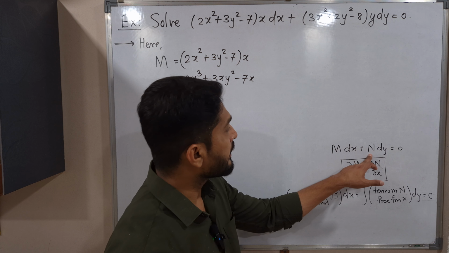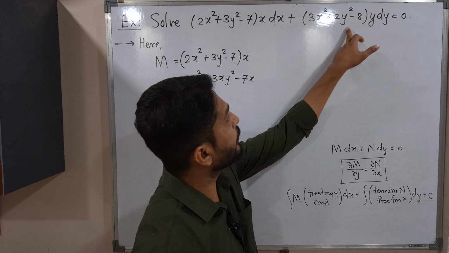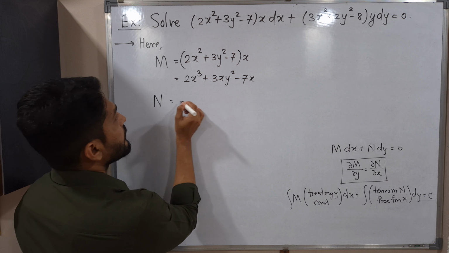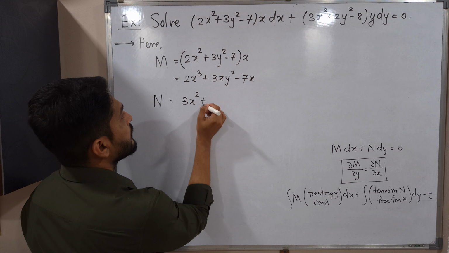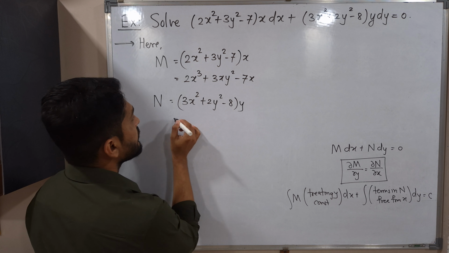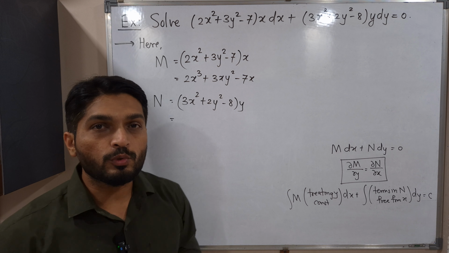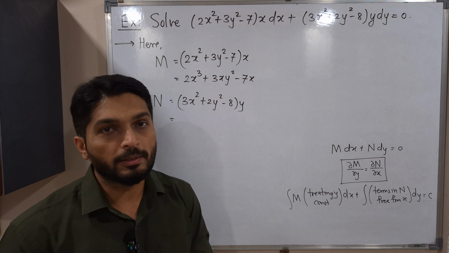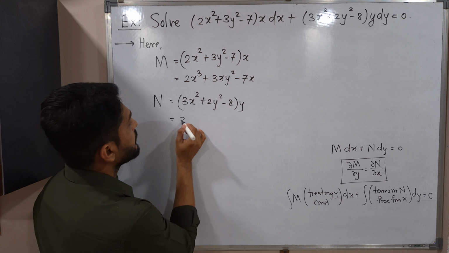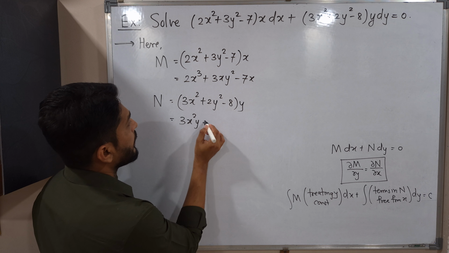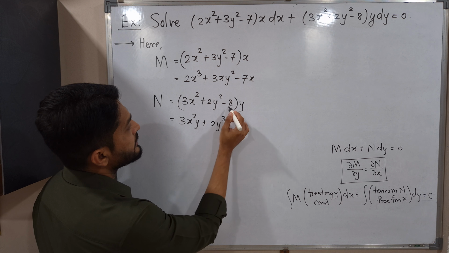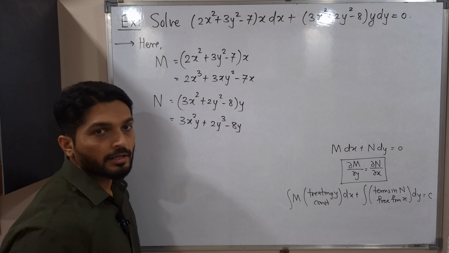Now I should note down my N. N means the multiple of dy. Whatever multiplies dy will be our N. So I write N is equal to (3x square plus 2y square minus 8) into y. I will do the same thing again. I will remove the bracket so it will be easy to calculate partial derivatives. Take the product: 3x square into y is 3x square y, 2y square into y is 2y cube, minus 8 into y is 8y. So I got M and N.